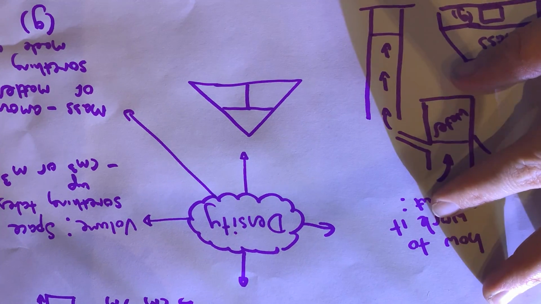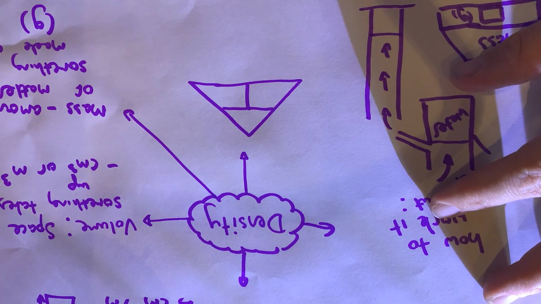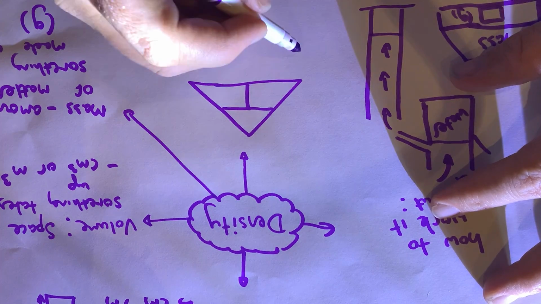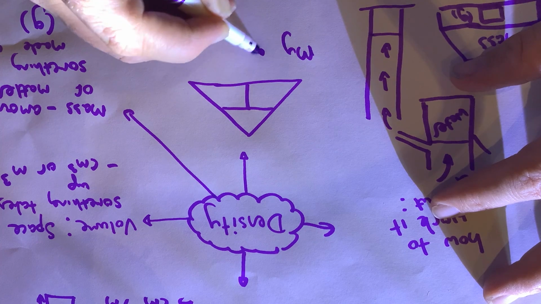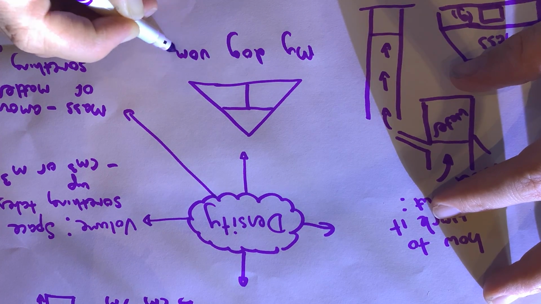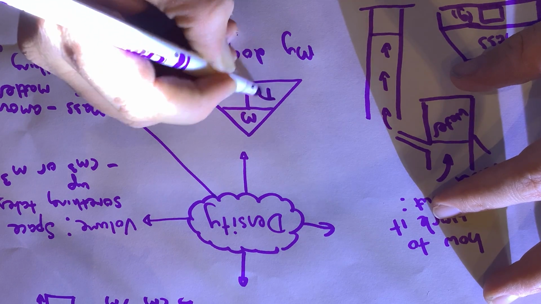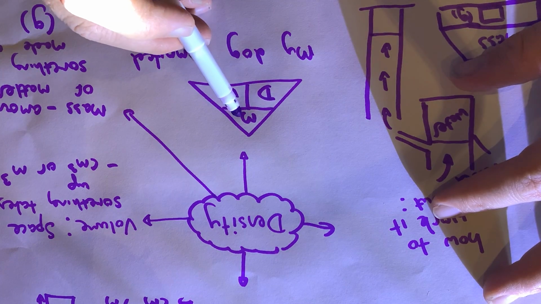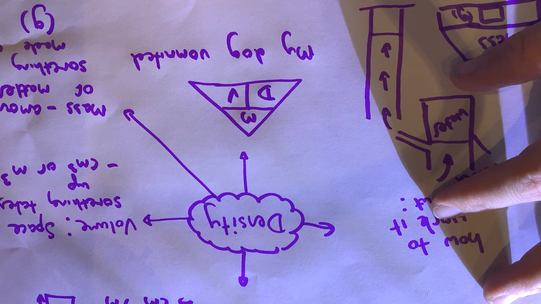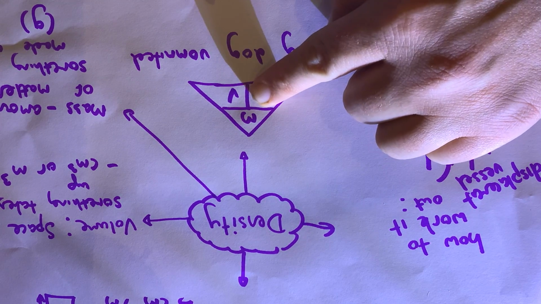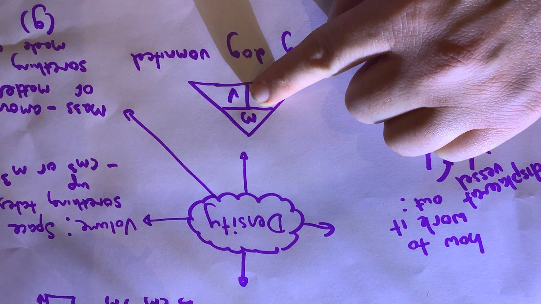Do you remember there was a number of sentences we could use to remember what the triangle was? Remember my favourite one was "my dog vomited." I'm sure I spelled that wrong, but anyway. So it's M, D and V: mass, density and volume. If I'm trying to work out my density, I cover the D, and therefore it's going to be your mass divided by my volume.